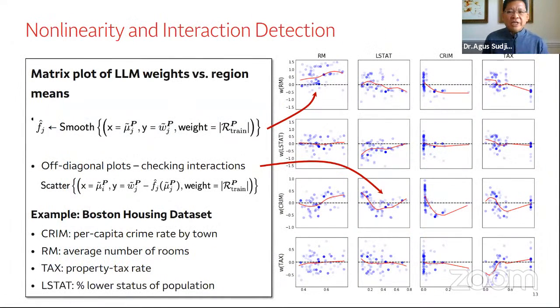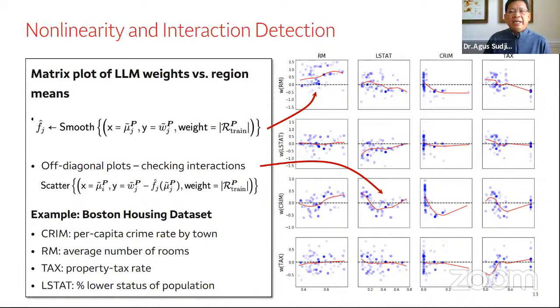We can look at the nonlinearity. So I'm simply plotting the coefficient of the regression for each variable, and in this example it's the Boston housing data set, a very well-known data set that is in scikit-learn. So for this, you can see what is the weight, what is the coefficient, and I'm only plotting the centroid of each region so that it won't be too crowded.